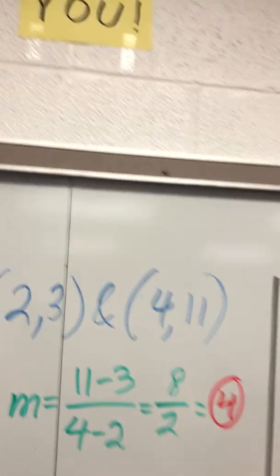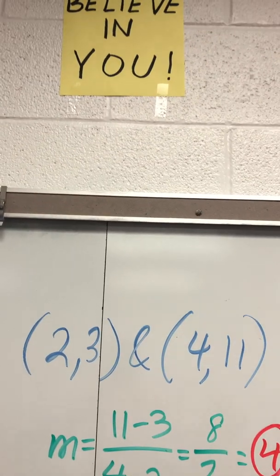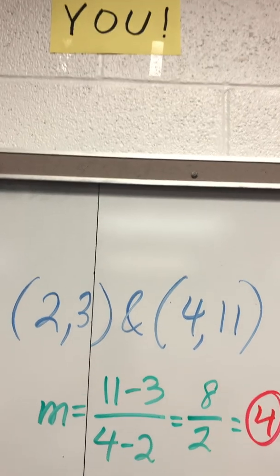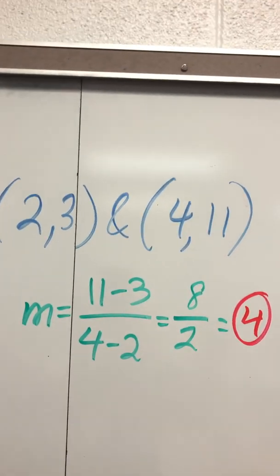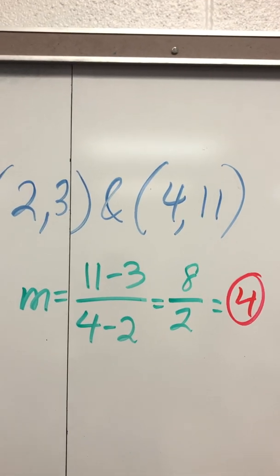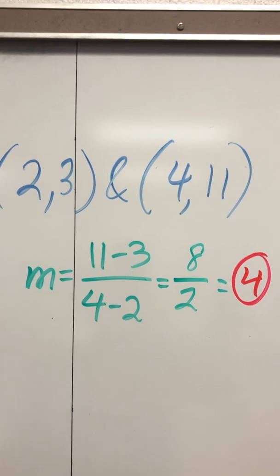Over here, 2, 3, and 4, 11. We're going to do 11 minus 3 over 4 minus 2, which gives me 8 over 2. 8 over 2 reduces to 4. Always reduce, always reduce, always reduce.